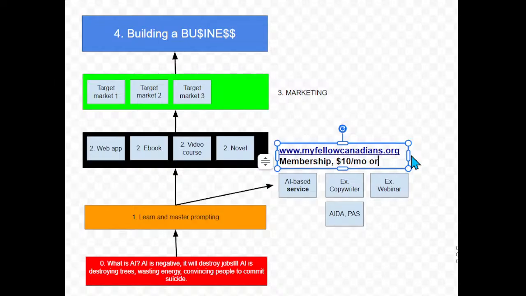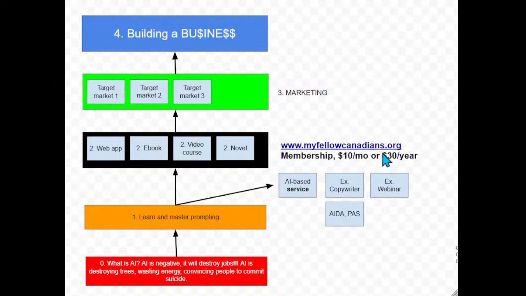Or for people who want to save money, they can just pay $30 for the whole year. Wow, that's great value, right? Because instead of paying $10 a month, which comes down to $120, you're paying $30. So you're saving $90. So that's the way I want to do it.